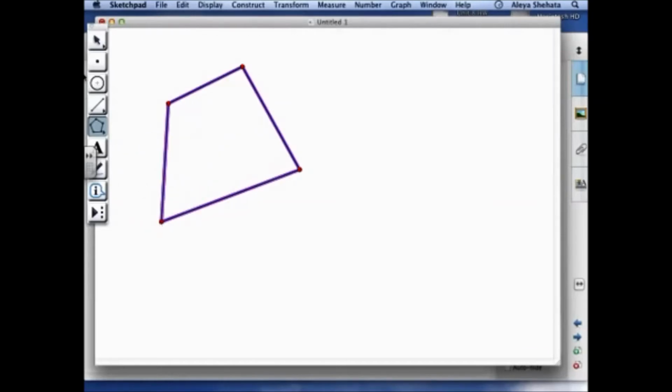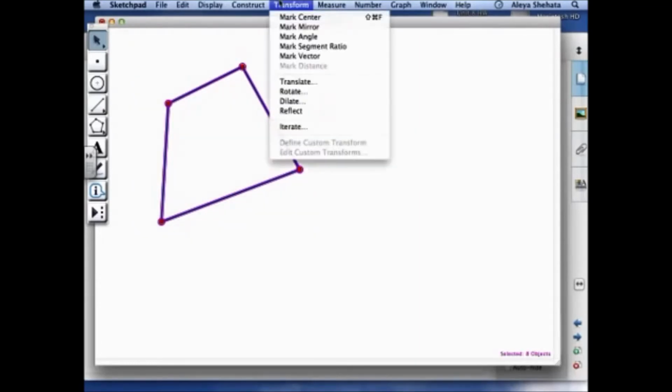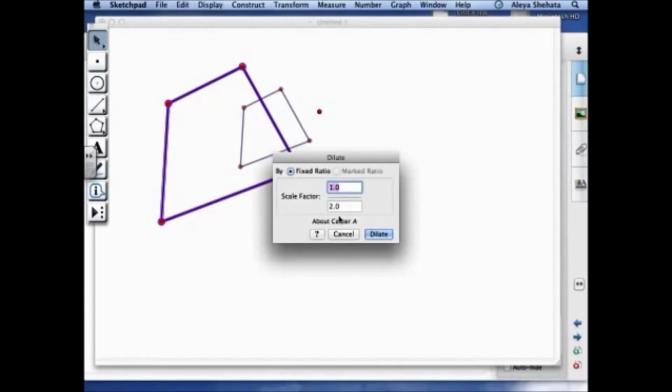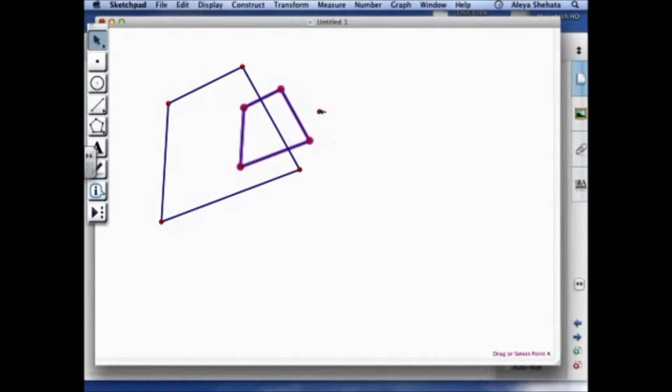And I'm going to do a dilation of this figure right here. So in order to do a dilation, I'm just going to go ahead and take this right here. And I'm going to make it smaller just so we can kind of see what will happen. So I'm going to transform it, dilate it, and I'll make it half as big. And this is what my new figure will look like. All right. I'm just going to drag this over so it's separate.